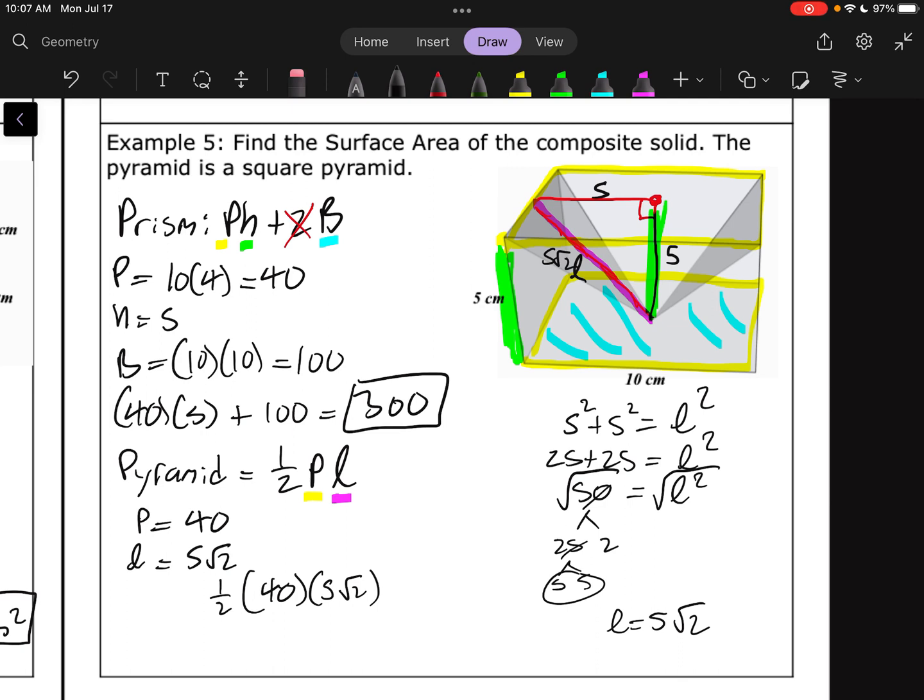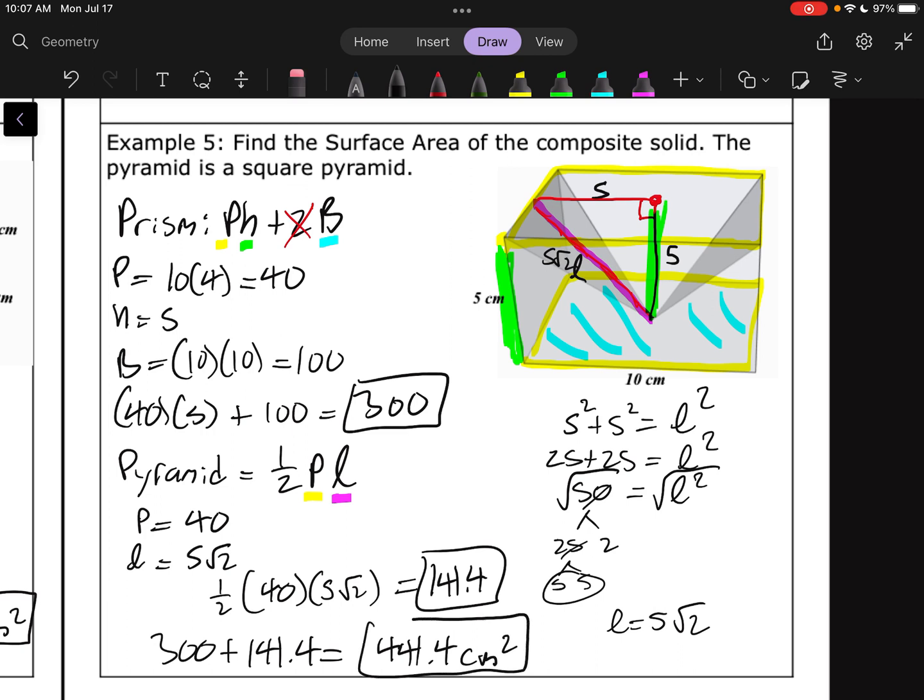And I'm getting 141.4. So we've got to do 300 plus 141.4. And that should give us, not 5, that should give us 441.4 centimeters squared.